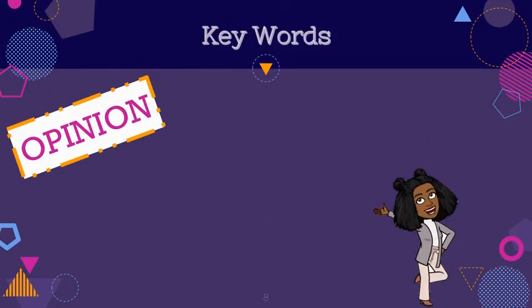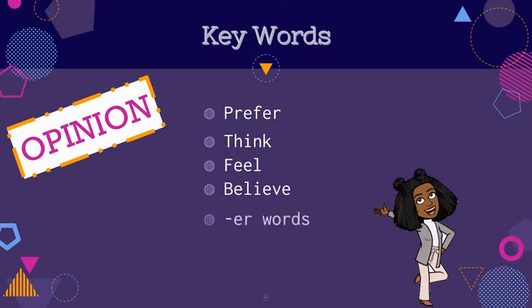Here are some keywords to help you identify opinion statements in text. We have the word prefer. I prefer. You prefer. He prefers. Think. I think you should do this. I think you should not do that. Feel. Believe. ER words are found in the sentence. EST words are found in the sentence.